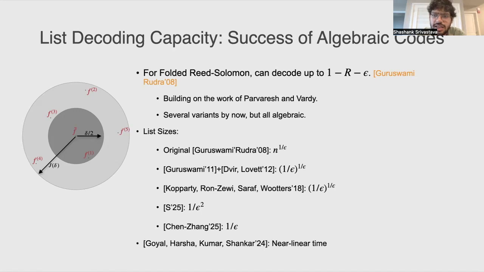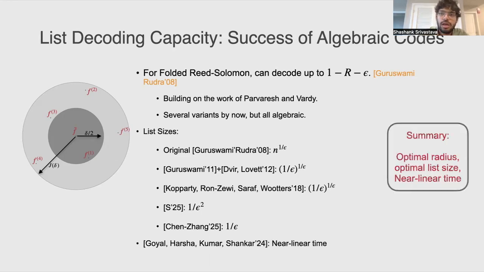And all of this is focusing on the radius and the list size, but even in terms of running time, this list decoding can be carried out in polynomial time, and recently it was shown that it can also be carried out in near linear time. Okay, so in summary, we have optimal radius, optimal list size, and near linear time. So list decoding capacity achieving codes have been a great playground for the success of algebraic codes.